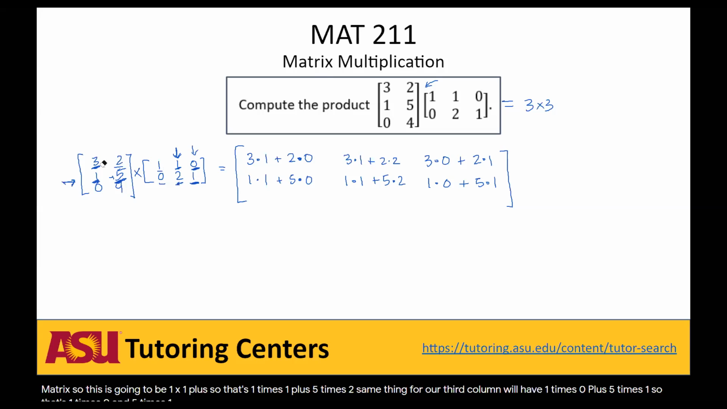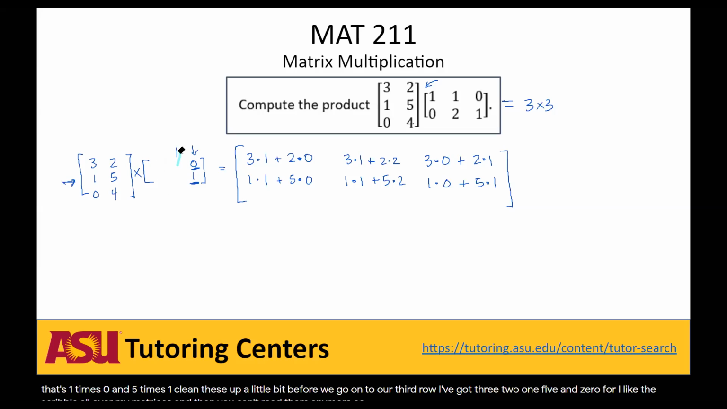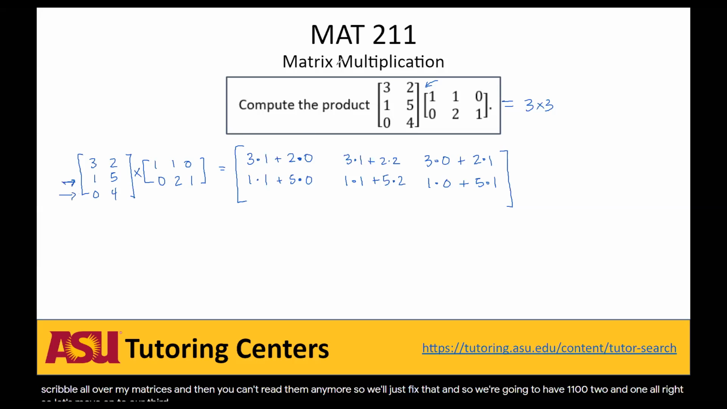So let's clean these up a little bit before we go on to our third row. So we've got 3, 2, 1, 5, and 0, 4. I like to scribble all over my matrices and then you can't read them anymore. So we'll just fix that. And so we're going to have 1, 1, 0, 0, 2, and 1. All right, so let's move on to our third row here.